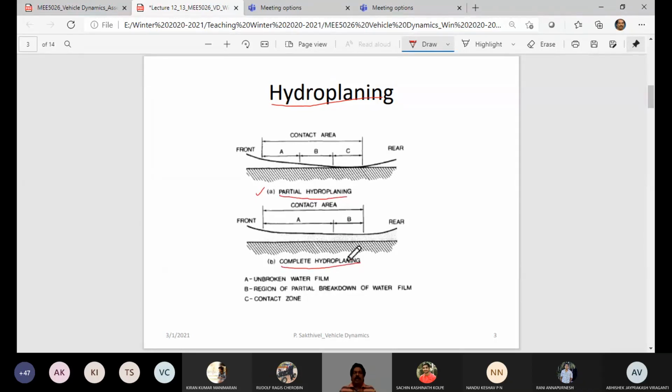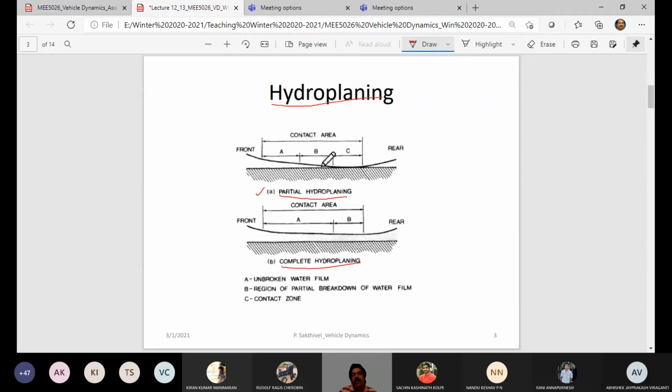So what is happening? Imagine that you have a road surface with water on it. As you drive, your vehicle tire would have contact with the water film, and in front of the tire, the leading end of the tire tread would have a wedge formation. The water and this interaction would be a wedge formation. Water will be moving out at low speeds. That's what you see here. Point B is the breakdown of the water film. So that would happen at the lower speeds.